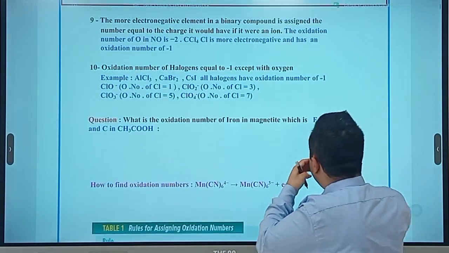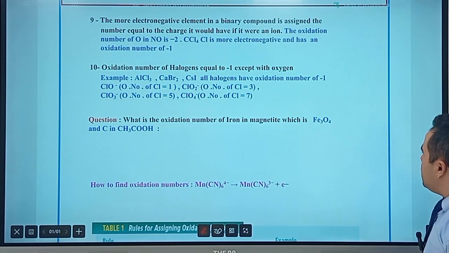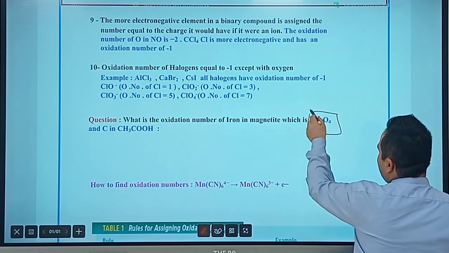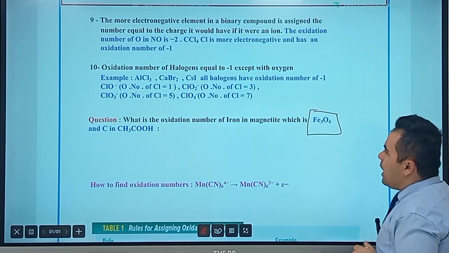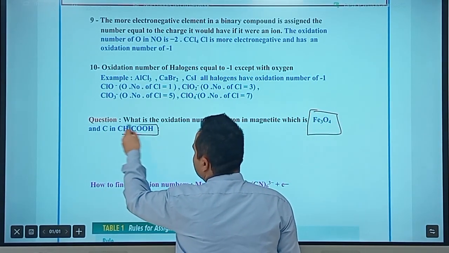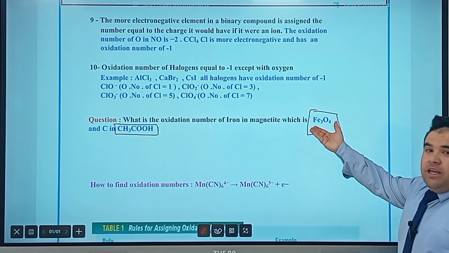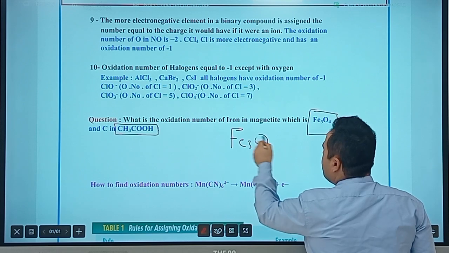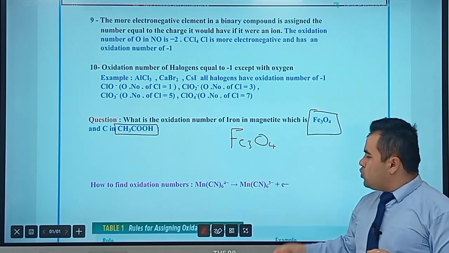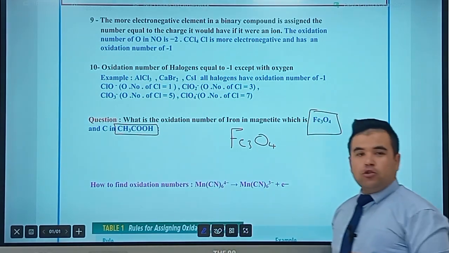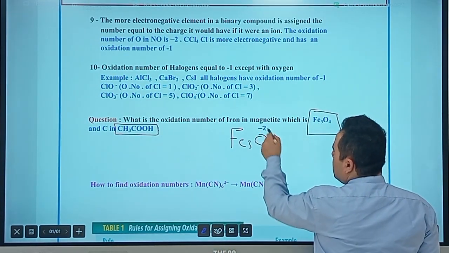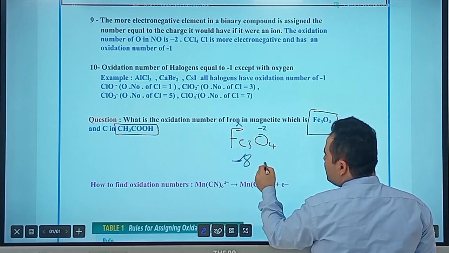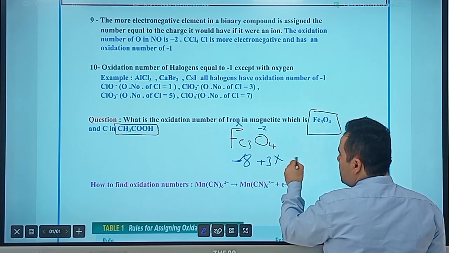Here we have a question. It's a somewhat tricky question: what's the oxidation number of iron in magnetite, Fe3O4, and of carbon in acetic acid? Let us solve for Fe3O4, guys. We have a tip about the oxygen in this case. Oxygen usually has an oxidation number of -2. 4 multiplied by -2 is equal to -8. And here we have x: -8 plus 3x equals 0.